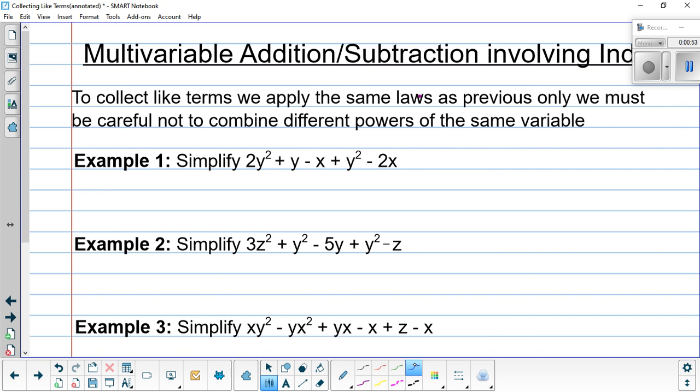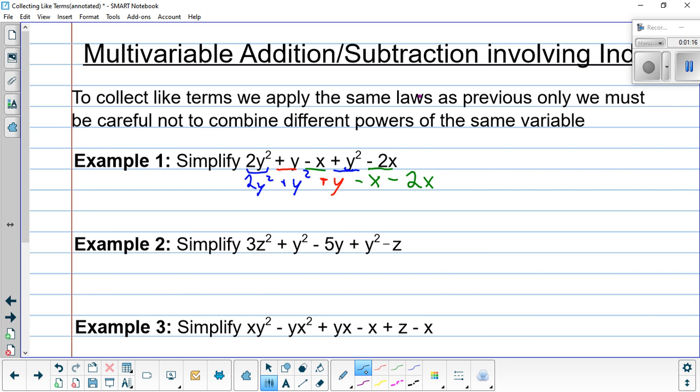So first one, I'm going to look at, I have 2y squared. So I'm going to write 2y squared. Then I have positive y squared, so plus y squared. Next, I'll just work down the list, plus y, so I have plus y. Do I have any others? No, I don't. And then next, I have minus x, so minus x, and then I have this minus 2x.